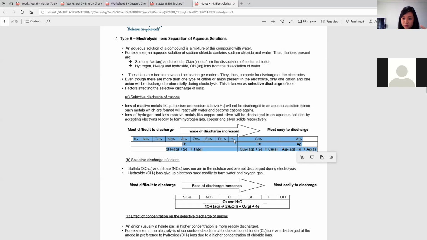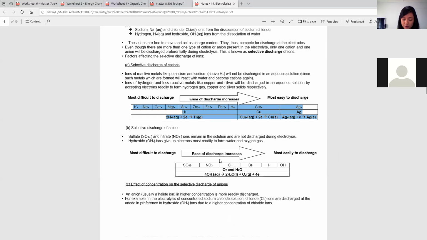So this will always be the half equation if you have any of these involved with H plus. But if you have H plus with copper or silver ions, then you have to choose the copper or the silver, the one that is less reactive. If you choose the copper, you gain back 2 electrons, and you'll find that copper forms on the electrode. If it's silver, you gain back 1 electron, then you find that silver is formed at the electrode. Okay, so this is for cations.